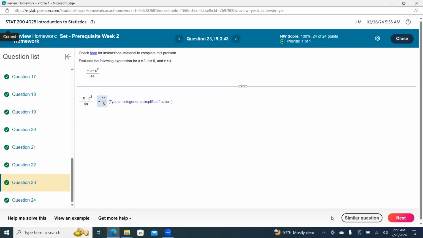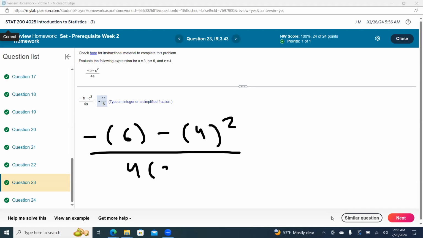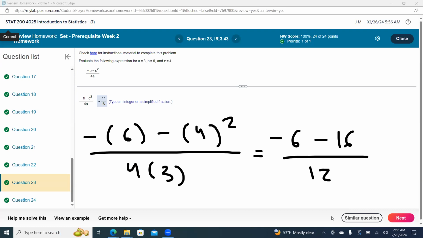So let's at least do one that's fun, yeah? So it's negative b minus c squared over 4 times 3. It's -6 minus 16 over 12. Teachers love it when we work up the page. Remember, a negative plus a negative is just a bigger negative. We work over here, it's -22.